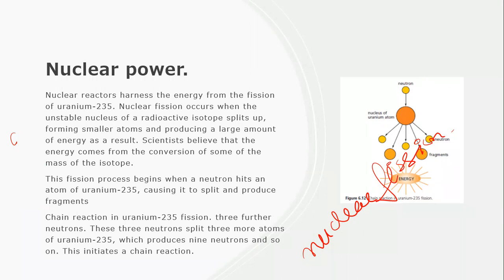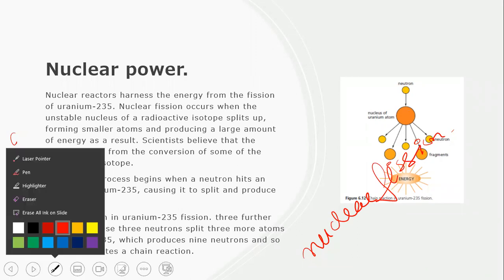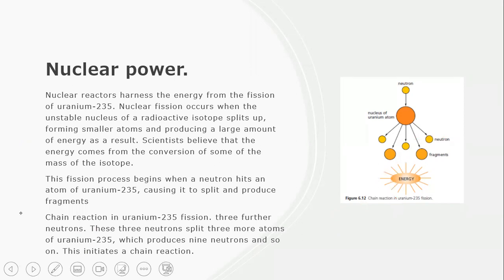That's a radioactive material. Radioactive materials are unstable materials that can break down into smaller compounds, and they can give you energy as well. So you put a neutron into it, and the nucleus of uranium is going to split apart. It splits and gives you smaller atoms. Along with giving you smaller atoms, it also produces a huge amount of energy.